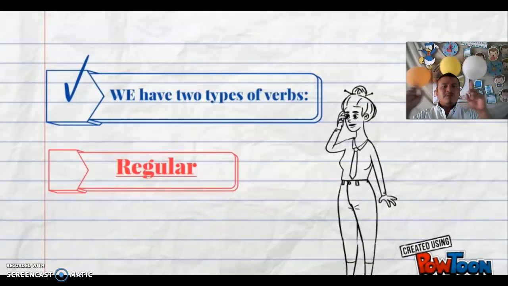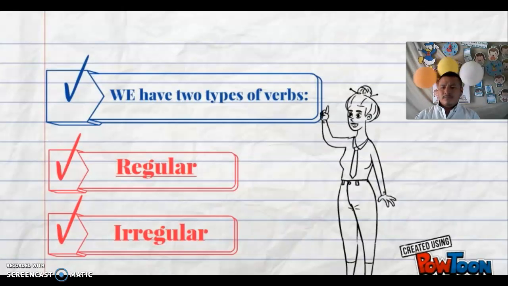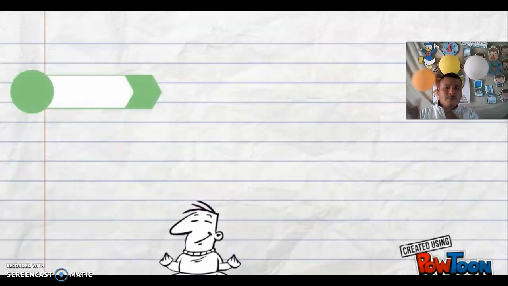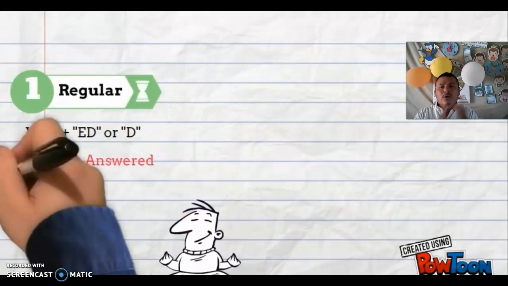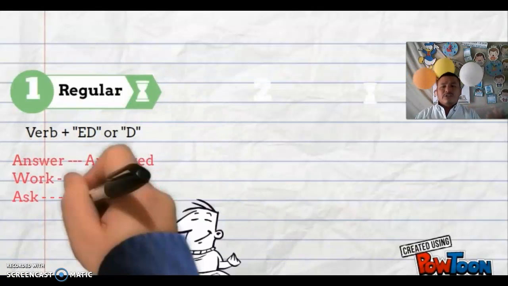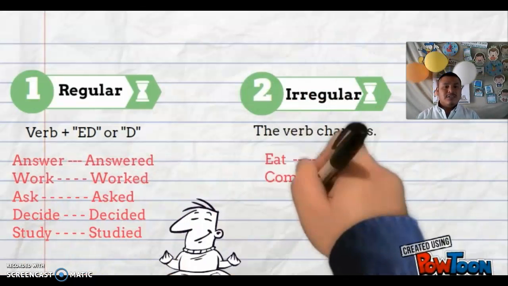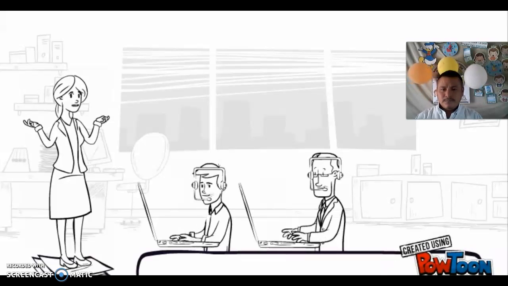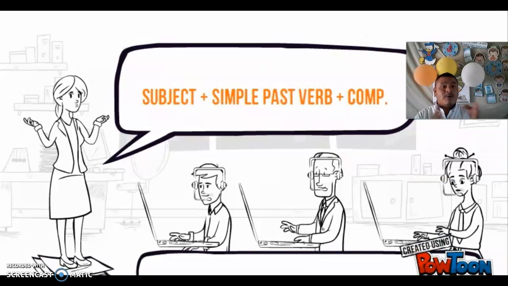And then we have two types of verbs, which are regular and irregular verbs. I'm going to give you some examples so you can have an idea. For regular verbs we use the ed or d: answer, work, ask, decided, study. And irregular verbs change, okay? Eat, ate, come, came, see, saw, take, took. Subject plus the simple verb plus complement.